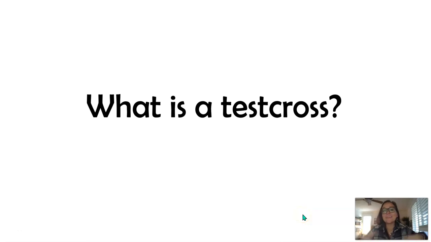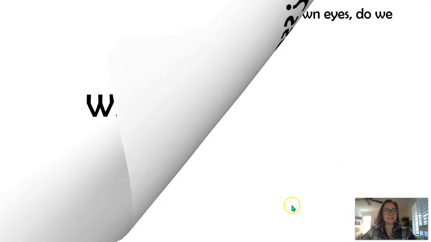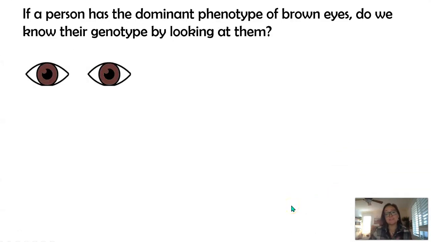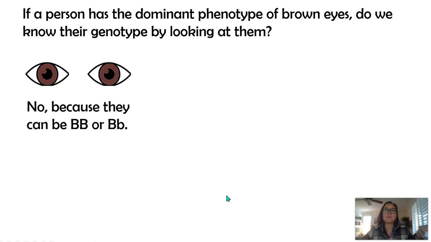Okay, so what is a test cross in genetics? Let's say there is a person who has a dominant phenotype of brown eyes, but we don't know their genotype by just looking at them. Because if you have the dominant phenotype, that means you have at least one dominant allele for that phenotype, but you don't know if you're homozygous dominant or heterozygous.